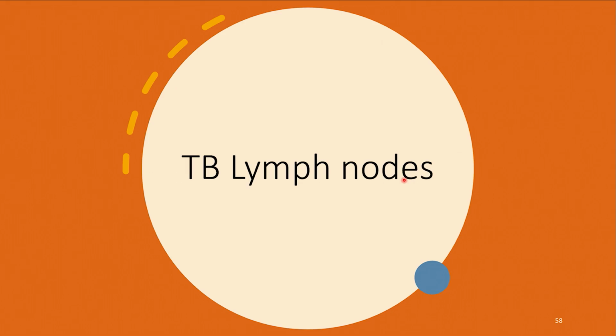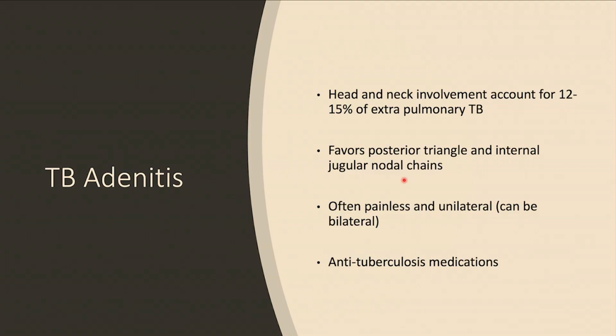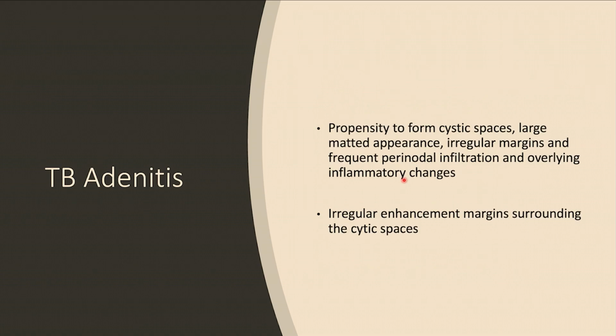So let's talk a little bit about TB lymph nodes now. Head and neck involvement accounts for 12 to 15% of extrapulmonary TB. It favors the posterior triangle, internal jugular nodes. It's often painless, unilateral. It can be bilateral, and it responds to anti-TB medications.